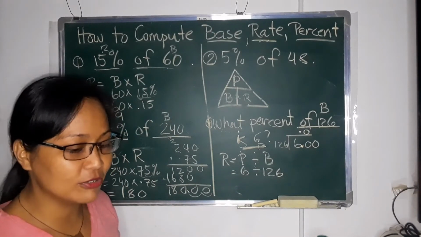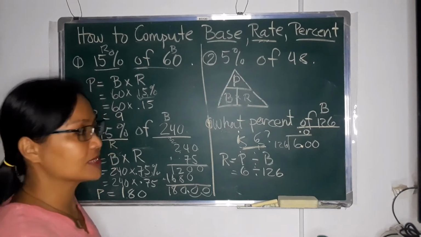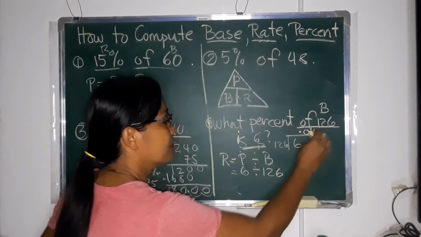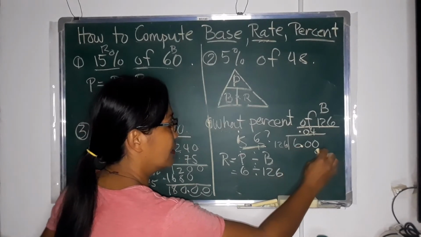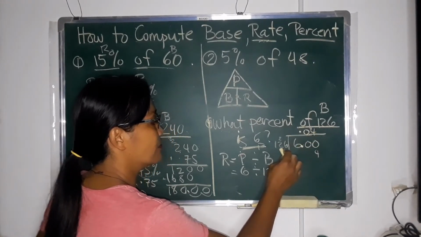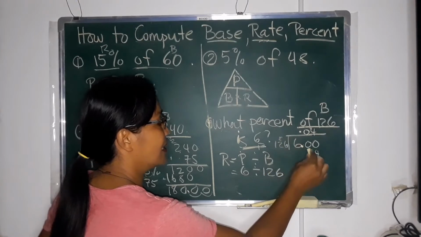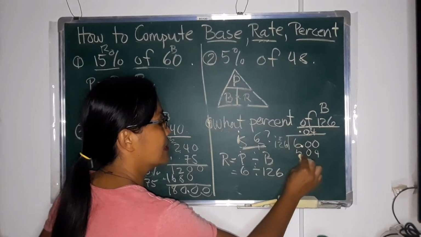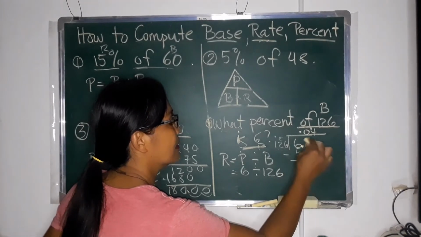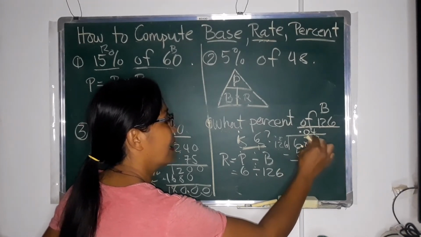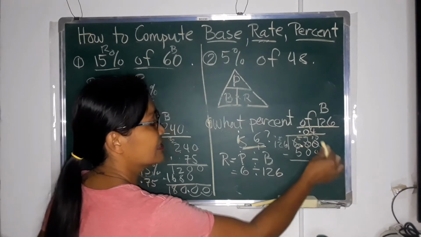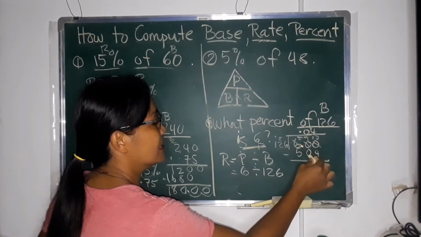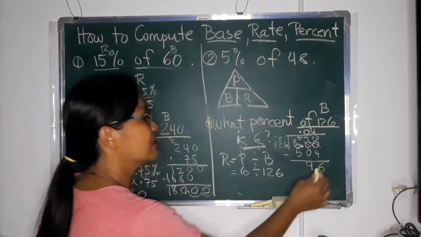Ang pwede siguro ay 4. Try natin si 4. So, 4 times 6, 24. Carry 2. 4 times 2, 8. Plus 2, 10. Carry 1. 4 times 1, 4 plus 1, 5. Then, subtract. 10, 9, 5. So, 10 minus 4 is 6. 9 minus 0 is equal to 9.